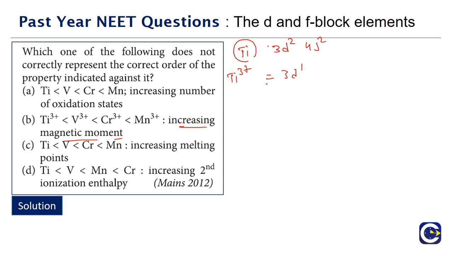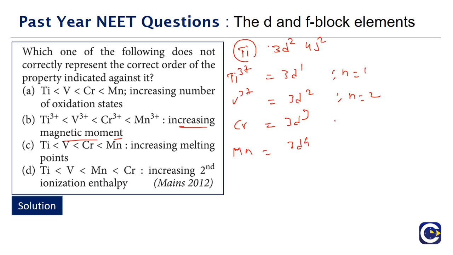It is 3d1. Then vanadium will come after titanium, so it will be 3d2. And chromium will be 3d3 because chromium comes after vanadium. Then manganese. Manganese comes after chromium. It is what? 3d4. What do we see here? The number of unpaired electrons is 1.